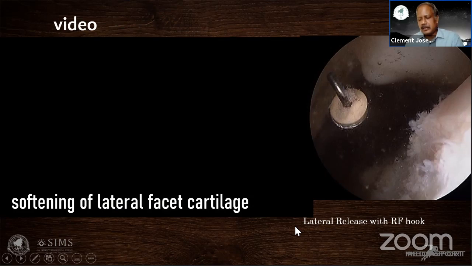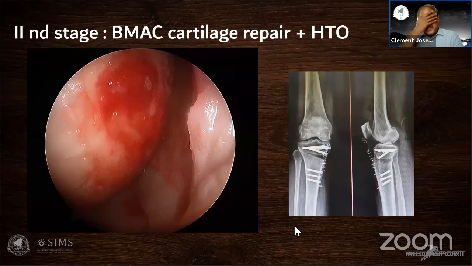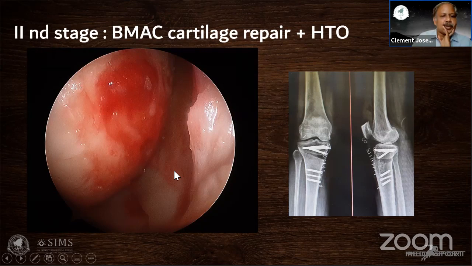The patient had good improvement, but after 3 weeks, because of the repeated infections and the coronavirus, she said she wanted to get it done before the lockdown. So we had to do this BMAC repair and osteotomy.